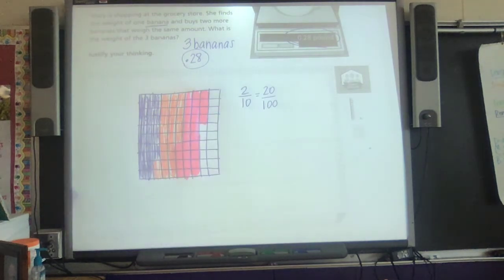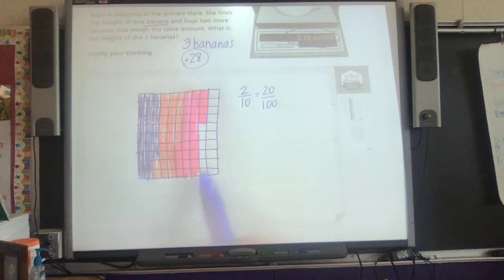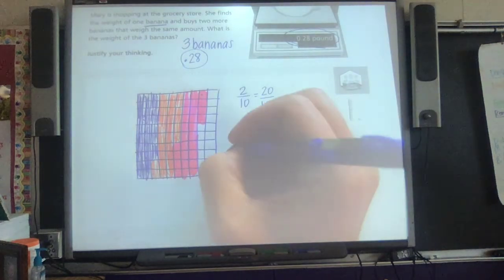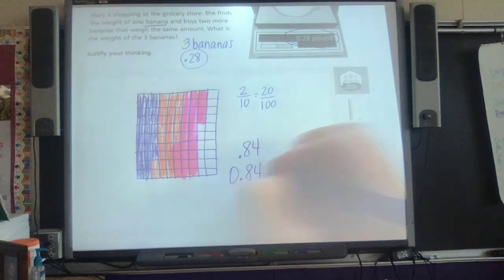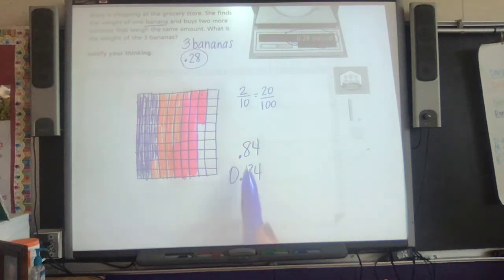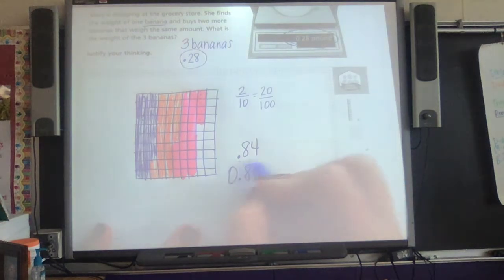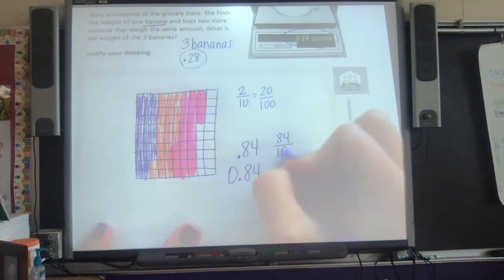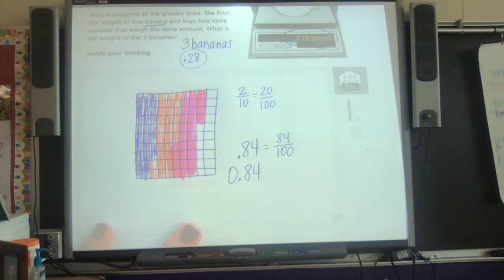My question said, what is the weight of 3 bananas? Well, I have totally filled in a lot of these. 10, 20, 30, 40, 50, 60, 70, 80, 81, 82, 83, 84 hundredths. Remember, you can show that by putting that 0 in the front. We don't have a whole number, we only have a decimal. If you write it like this, that is also correct. So remember, when you say a decimal, you are saying the fraction. 84 hundredths, 84 hundredths. Those are the same thing. Okay, so that is how we have figured that out.